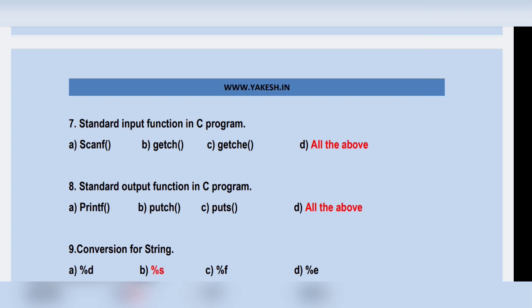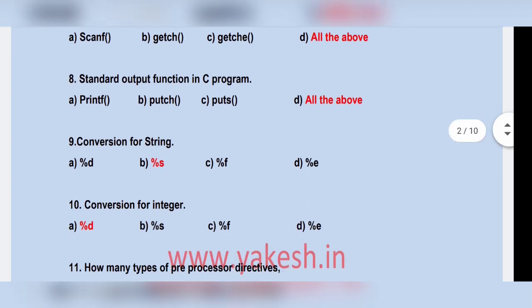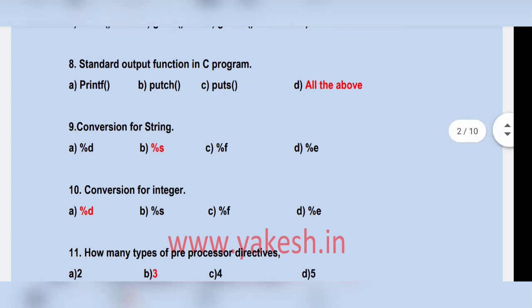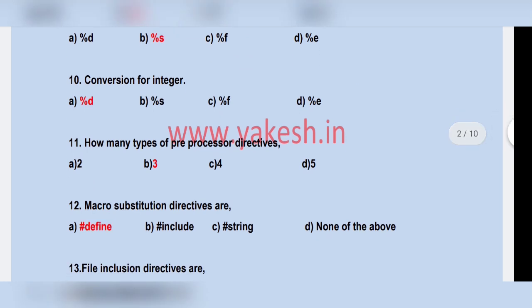Scanf, getchar, getch. Standard output function in C program: all of the above. Printf, putch, puts. Conversion for string, option B, percentage S. Conversion for integer, option A, percentage D.